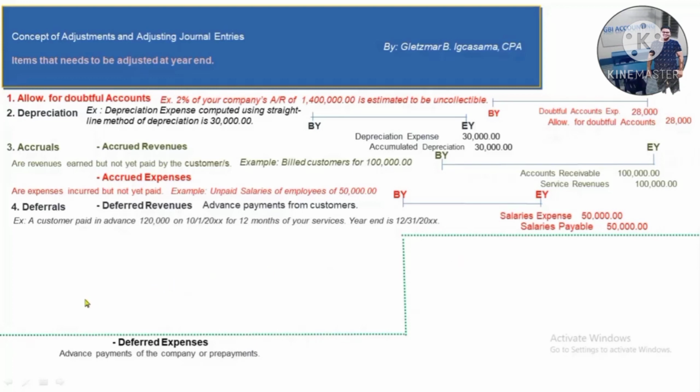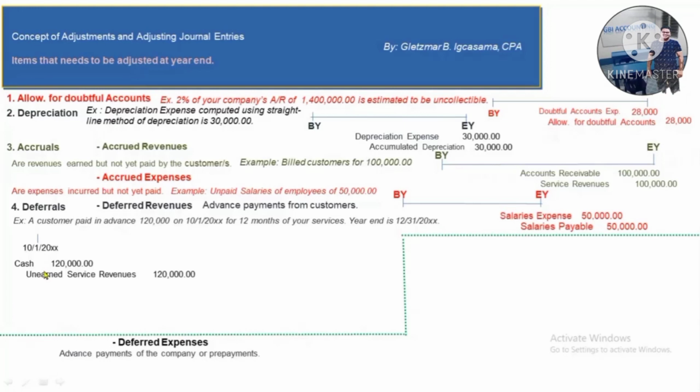The advance payment is on 10/1/20XX, right? So our entry for that date is debit cash 120,000 and credit unearned service revenues of 120,000 also. Again, unearned service revenue account is a liability account. That is our entry because technically we receive something that we don't deserve yet because we did not yet deliver goods or services. So I would like to make it clear that this is not the adjusting entry, but the adjusting entry will be based on this.